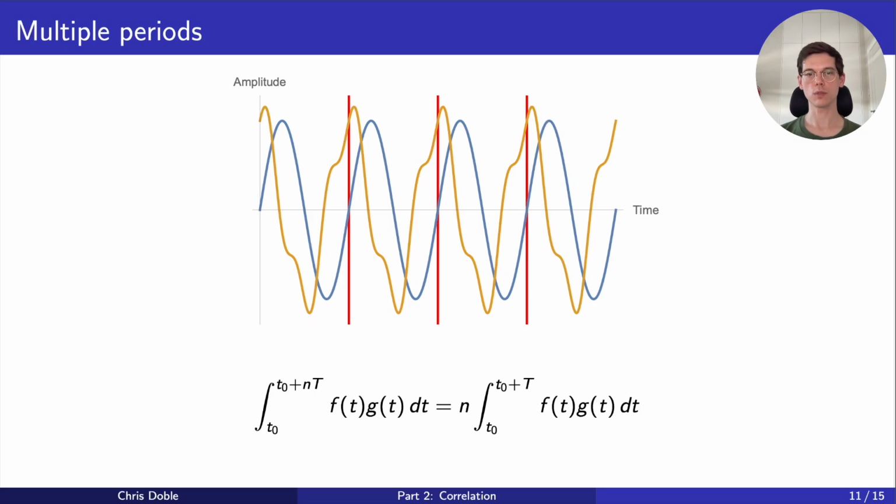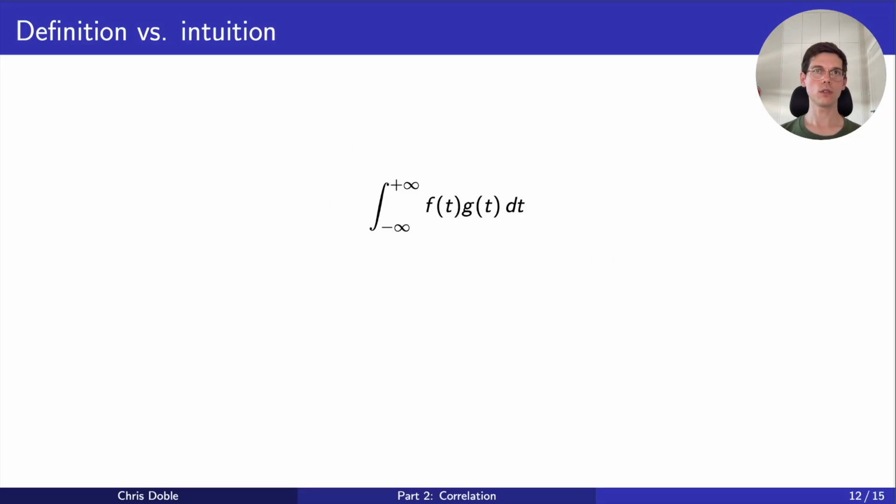On the left-hand side of this expression, you can see we're calculating the correlation over n periods. On the right-hand side, we're calculating it over one period, but we're multiplying that by n. This property will be useful to us in the next video. So how do these definitions match the intuition that we built earlier?